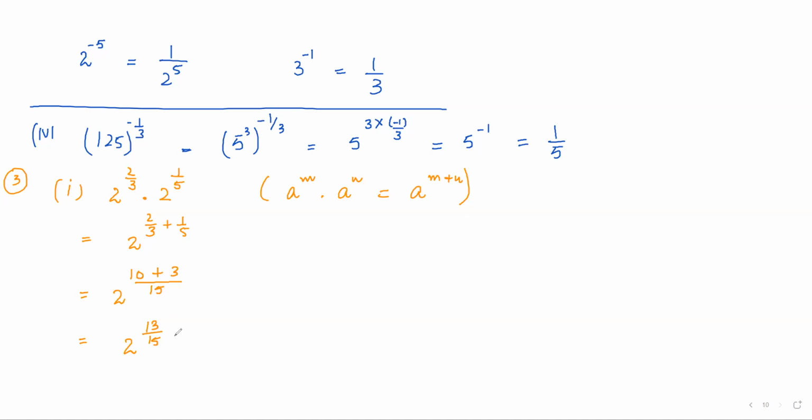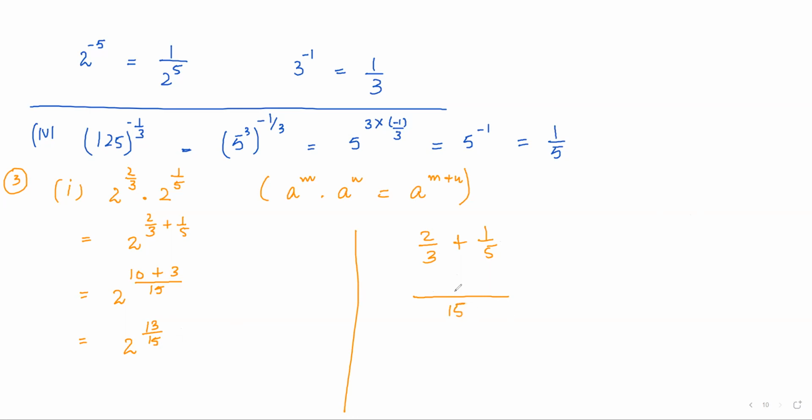Yes. Ma'am, can you explain once again? Okay. So let us do it separately here. 2 by 3 plus 1 by 5, right? How to add fractions? First we take LCM. Whenever you add or subtract fractions, that's the only way to do it. So you take LCM 3 into 5, 15, both are prime numbers. So this is 15.